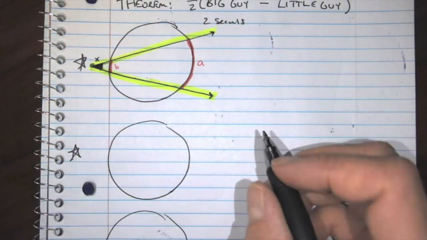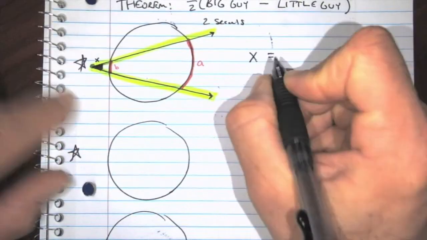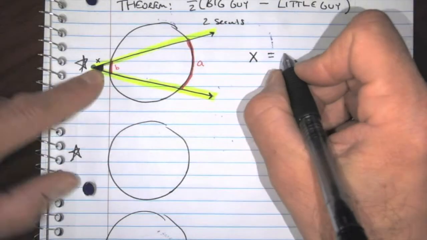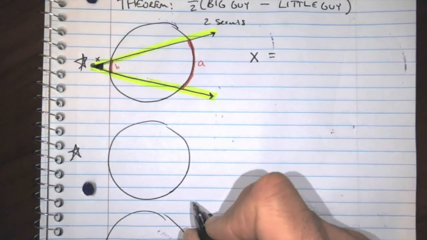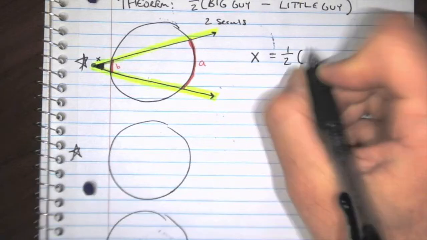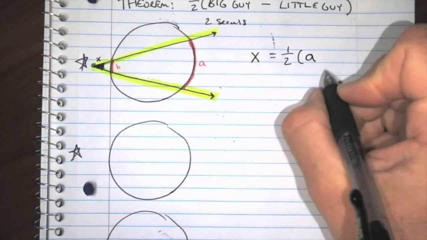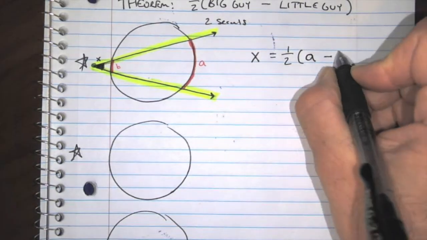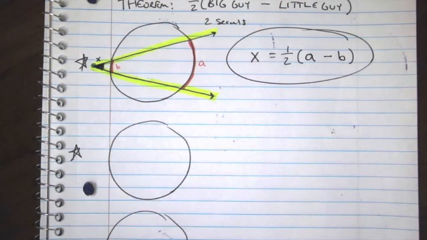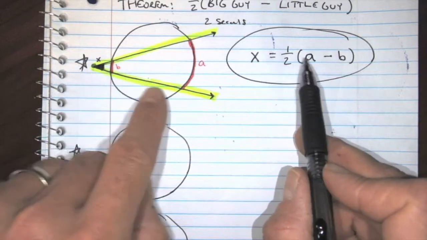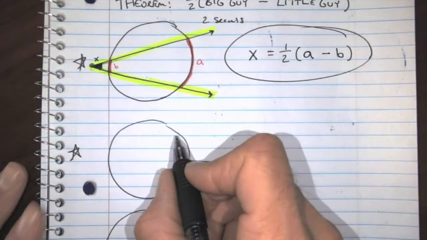Alright, here's the first part of the theorem. X, that outside angle, is going to be 1/2 the big guy minus the little guy. There's the first theorem, folks. X is going to be 1/2 of A minus B. Let's do the second one.